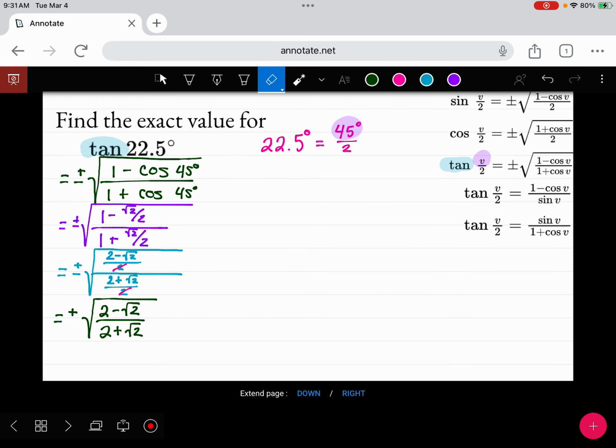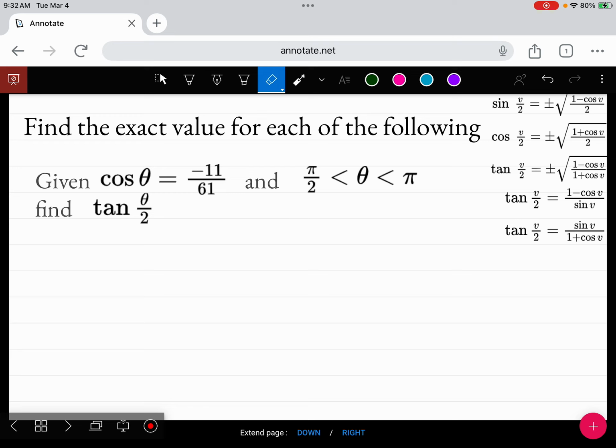The other way questions are worded in this section, the last bit, is going to be just like the ones we did yesterday, but using our half angles instead. So, things like these, where we have cosine of some angle. What's up? Okay. Cosine of some angle. I know my theta is between pi over 2 and pi, and we're finding tangent of theta over 2.